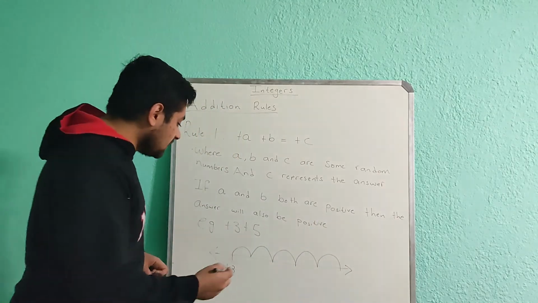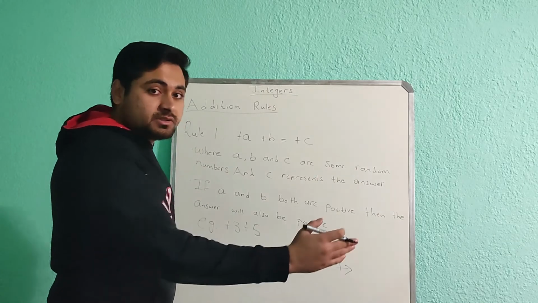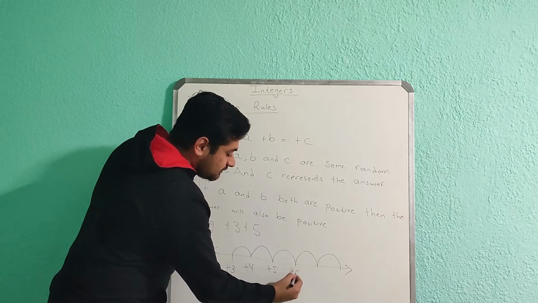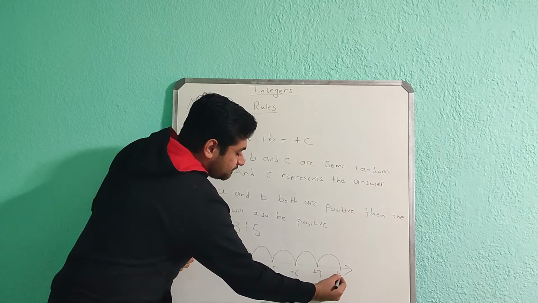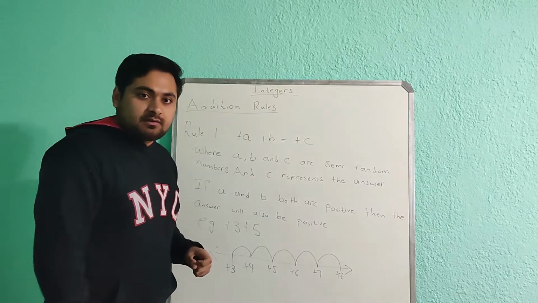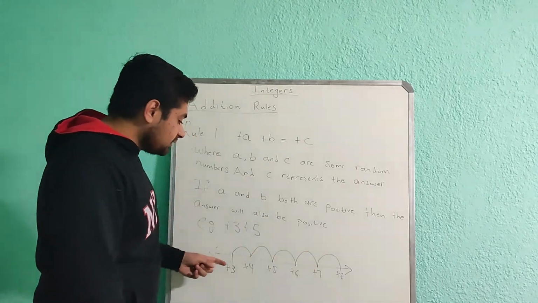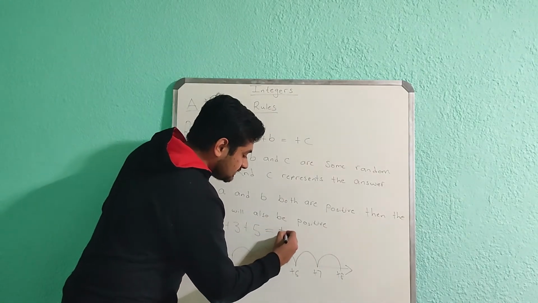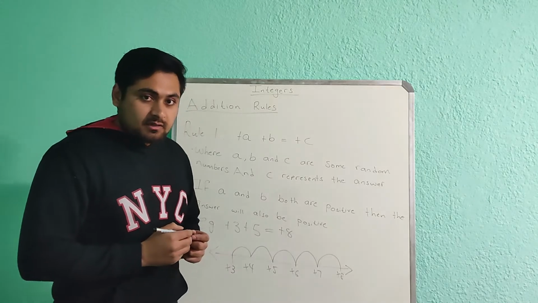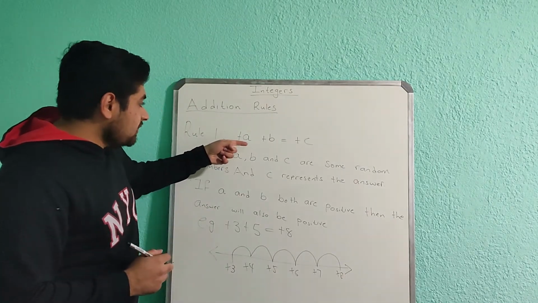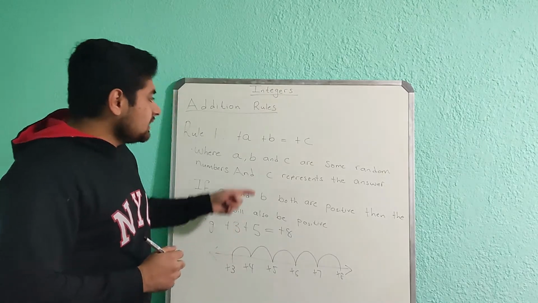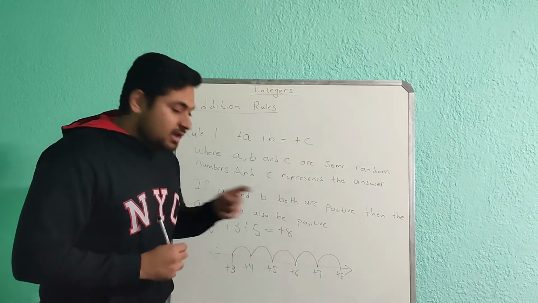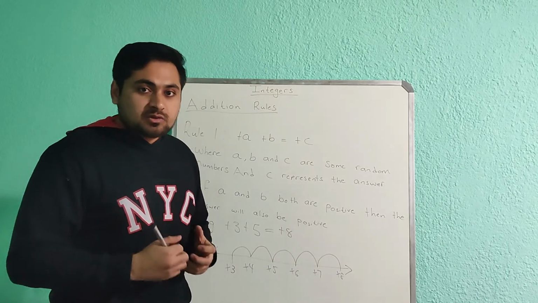Now, what are the numbers to the right of positive 3? These are plus 4, plus 5, plus 6, plus 7, plus 8. Perfect. We moved 5 units to the right and we get the answer 8. Therefore, our answer is plus 8. Our rule said if we have a positive A, which is positive 3, and a positive B, which is positive 5, our answer will be positive C, which is positive 8. So we can see that it actually works.